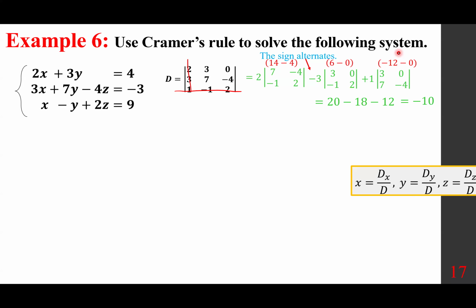For d sub x, everybody, we are going to replace the first column by this. So the first column, okay? That's what we do.